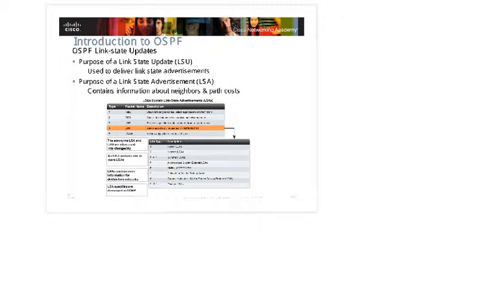And these are exchanged in two cases. The link state update is sent as a result of receiving a request. So if you receive a request about specific link state information, you send it in the form of a link state update. Or you don't receive a request, but a network change happens. In that case, you trigger a link state update. You want to inform all your neighbors about this new change that happened in the network. Okay, so those are the two.